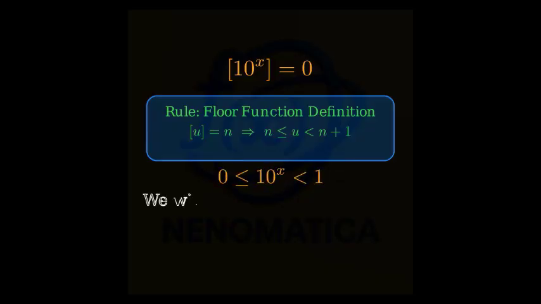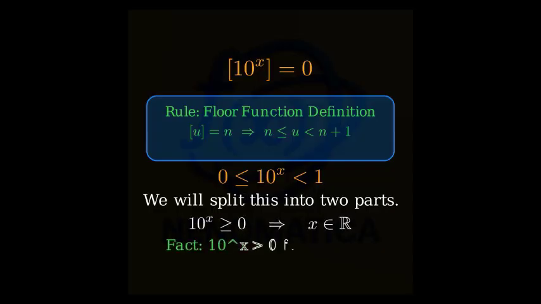So we get 0 less than or equal to 10 to the x, which is automatically true, and 10 to the x is less than 1. Step 2. Part A says 10 to the x is at least 0. In fact, 10 to the x is strictly positive for all real x, so this part contributes no restriction. x can be any real number.